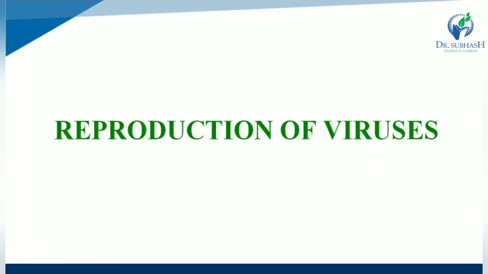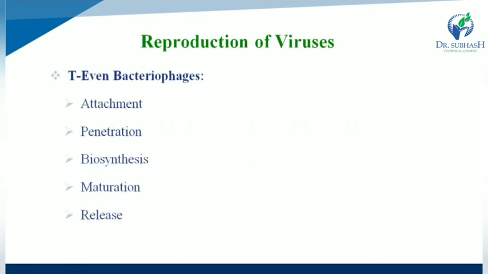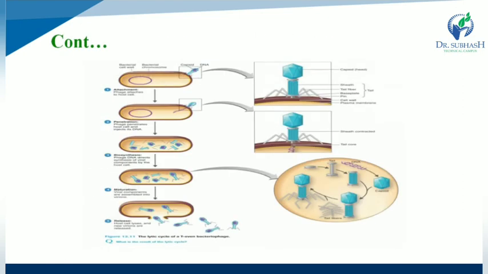Next one, reproduction of viruses. First one is T1 bacteriophage. Various stages are involved in the reproduction of a virus. First is attachment. Next are penetration, biosynthesis, maturation and release. That is the life cycle of T1 bacteriophage.